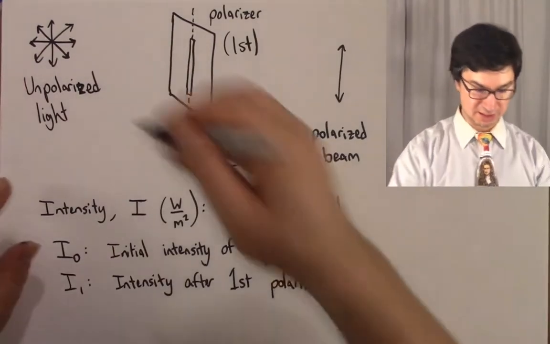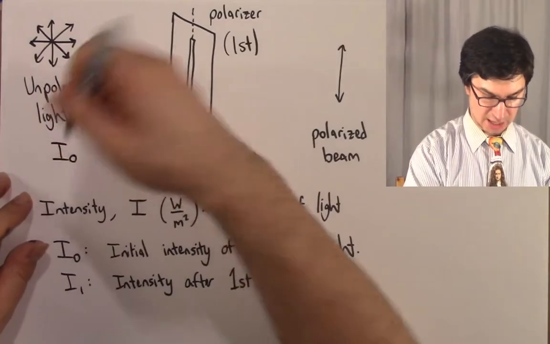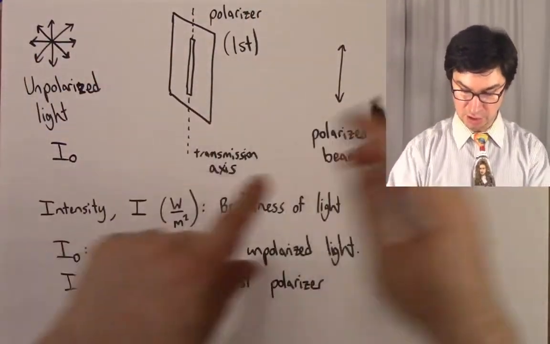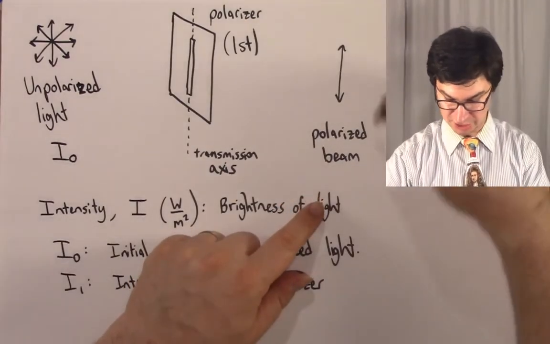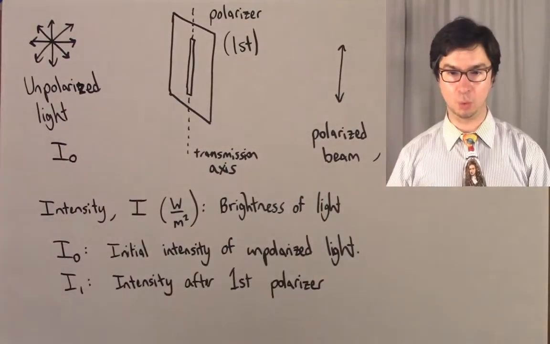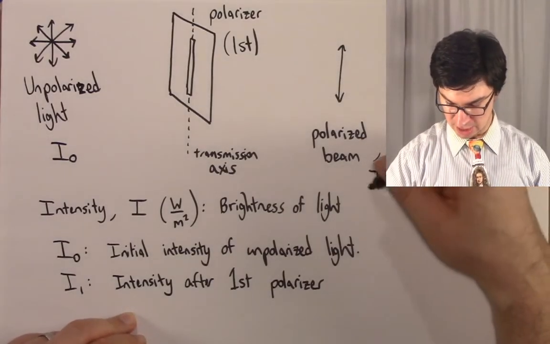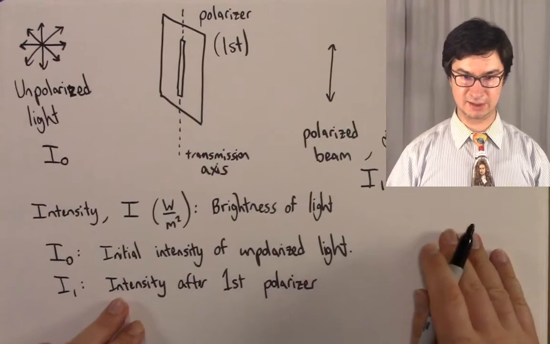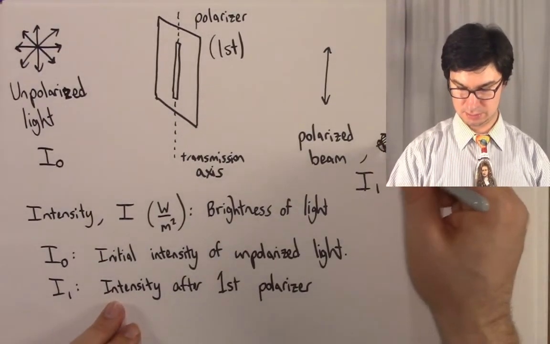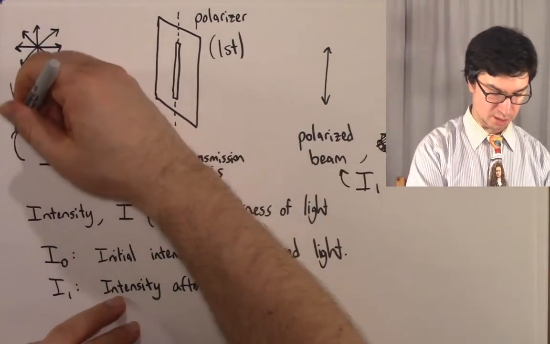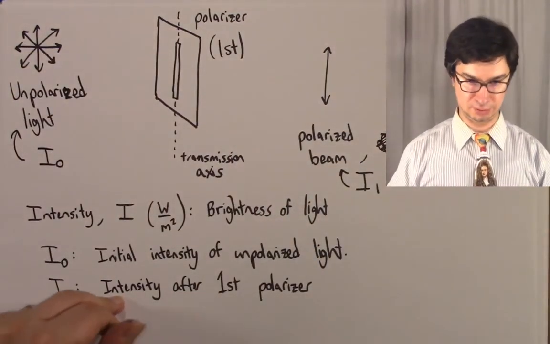So if the unpolarized light has intensity I0, we're going to pass this light through the polarizer, and then the polarized beam is going to have intensity I1. Oops, you can't see that, can you? There we go. Okay, so I1 is going to be the intensity of the polarized beam. I0 is going to be the intensity of the unpolarized light.